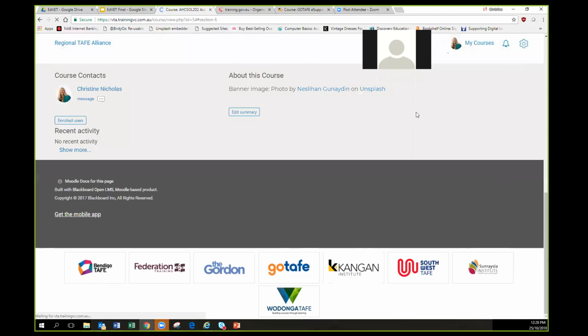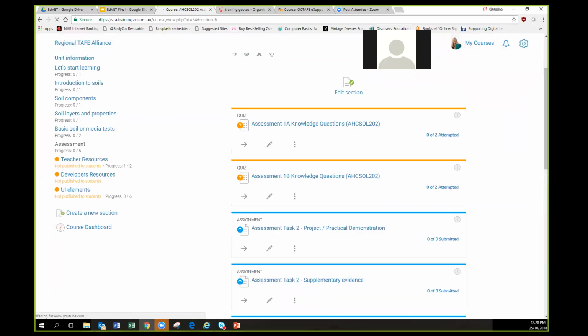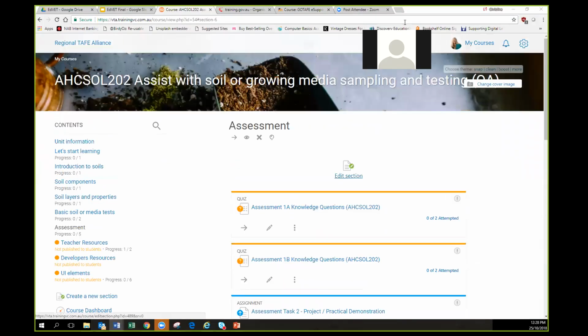Has anyone got an example of what they've been doing or something they've done recently as far as developing an assessment? No, just get all the assessments up.